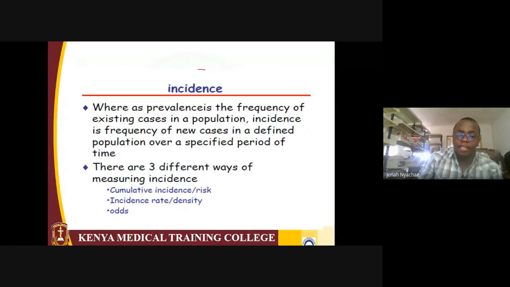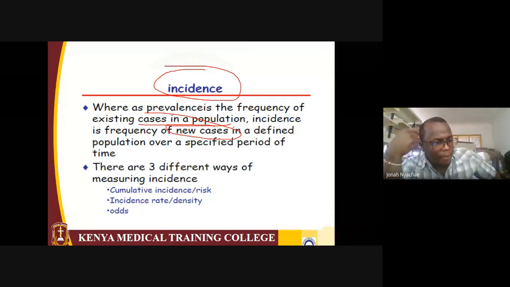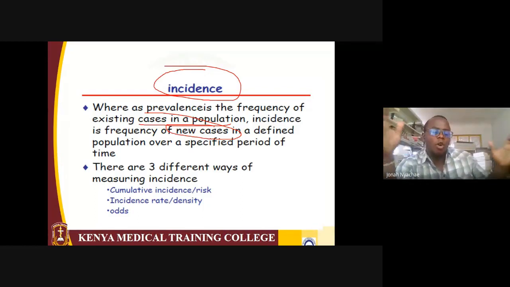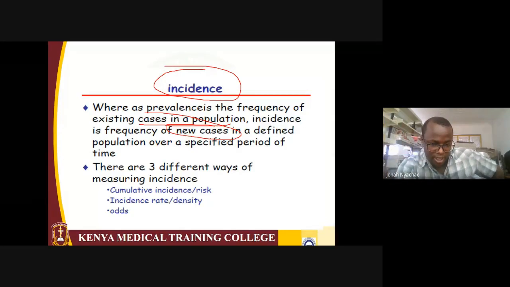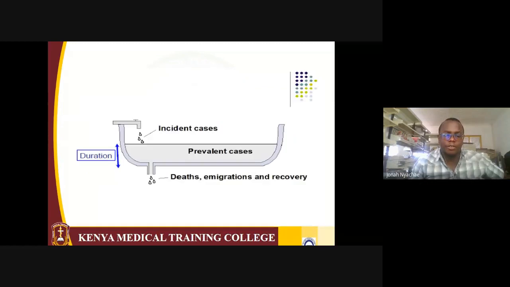And then you have the incidence. Whereas prevalence is the frequency of existing cases in the population, the incidence, we are saying, is the frequency of new what? Cases. That is what I was telling you, my friends, ladies and gentlemen. The new cases that occur in a population over a specific period of time. And there are 3 different ways in which you can measure incidence. We can use cumulative incidence risk, or the incidence rate density, and the odds.